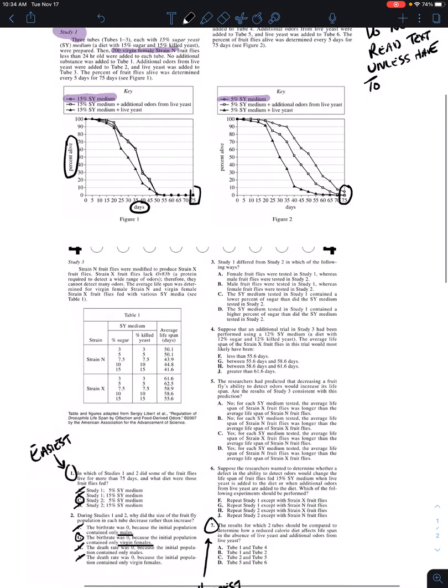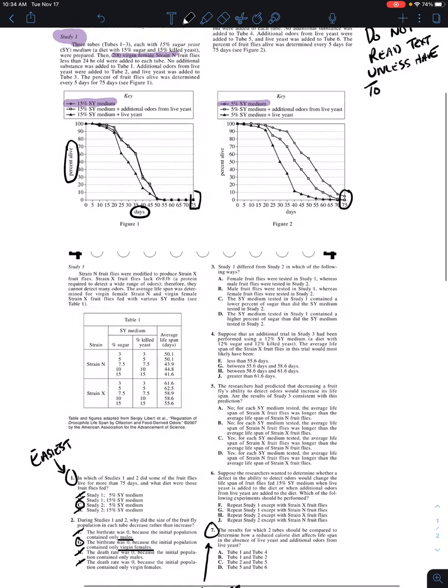Let's keep it going. Number 3, study 1 differed from study 2 in which of the following ways? So A says female fruit flies were tested in study 1, whereas males were tested in study 2. Well, we know that's not true. We just said that females are tested in both studies. So B is going to say the same thing, but opposite. So we know that males were not studied at any point in our experiment. So it's got to be C or D.